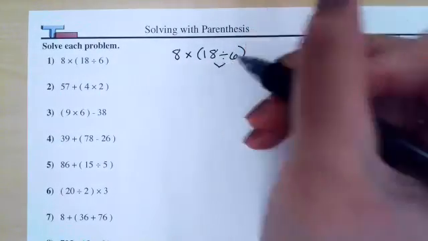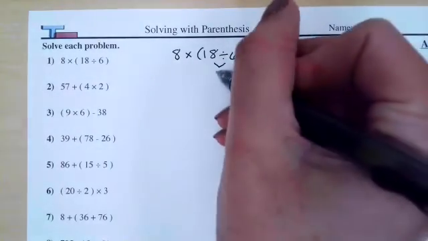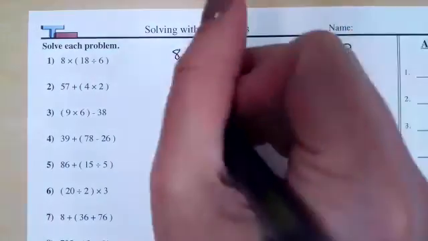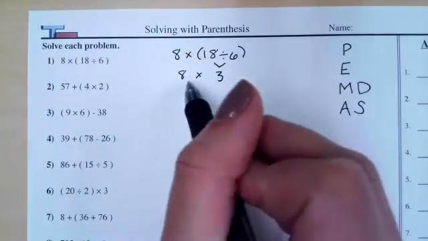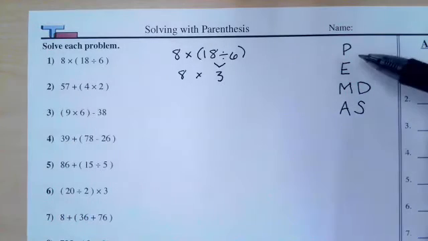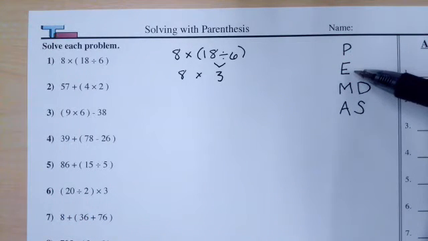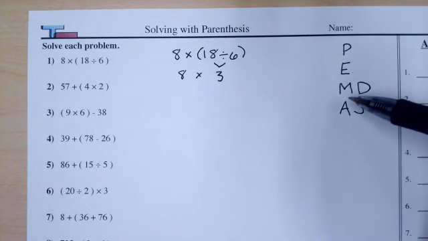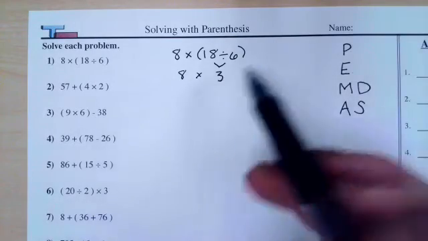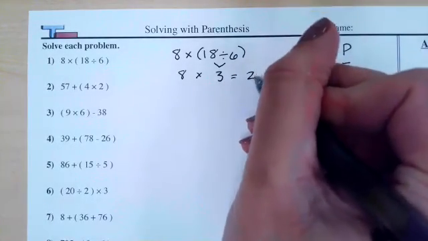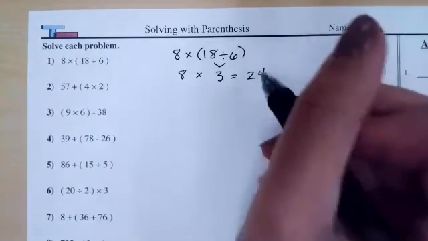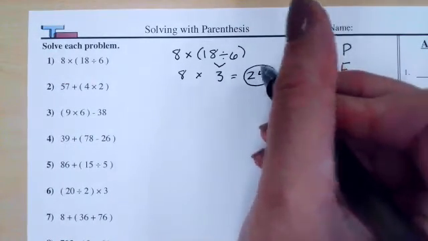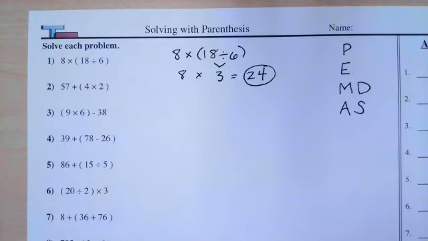We do one step at a time. So first we're going to do this part. 18 divided by 6 is 3. Everything else stays the same and in the same place. So 8 times 3, because we've done our parentheses, we don't have an exponent, and now we do any multiplication and division that's in the problem. So 8 times 3 equals 24. And we don't have any addition and subtraction or any operations left. So our answer is 24.